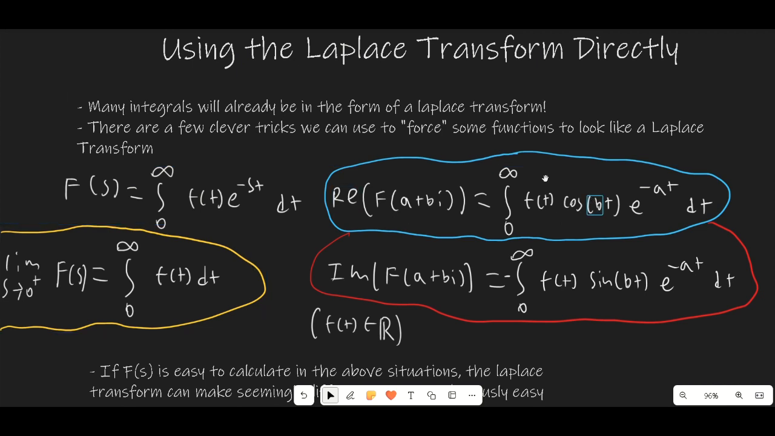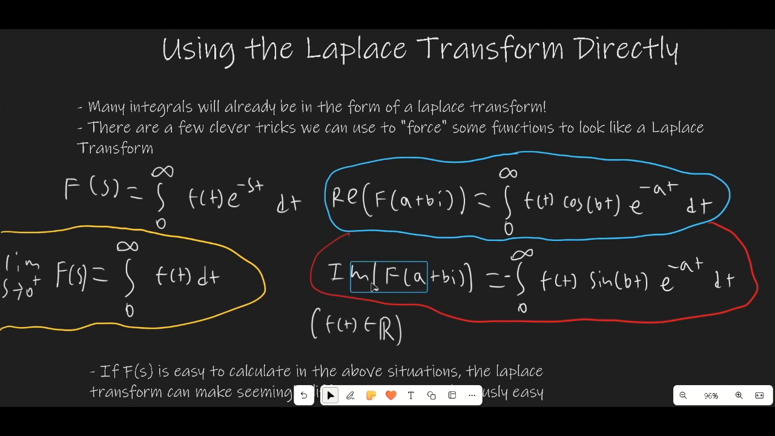Another thing is if we want to integrate, instead of e to the negative st, we have some cosine t or some sine of t, we can use the fact that e to the it equals cosine t plus i sine of t, and then mess around with real and imaginary operators, and we can find that the real part of F of a plus bi, where F is this capital F, the Laplace transform, is going to be the same thing as the integral from 0 to infinity of f of t times cosine of bt times e to the negative at.